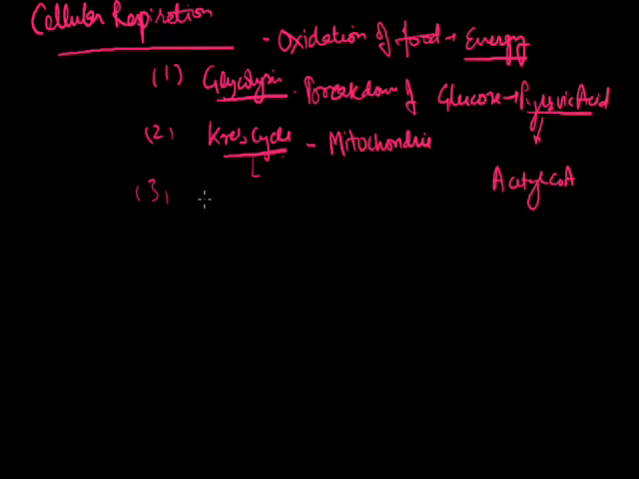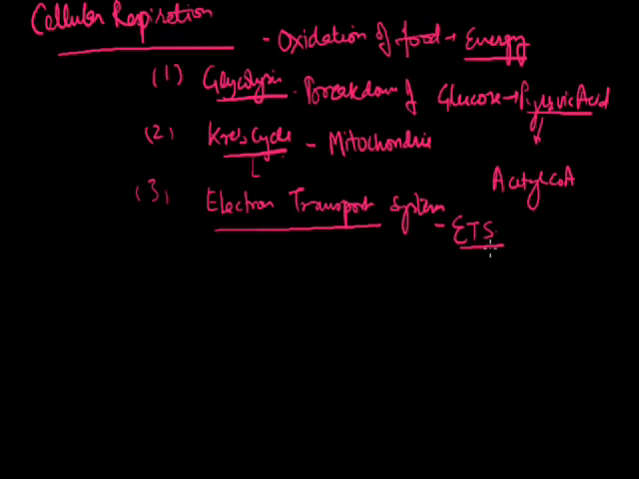The third important step in case of aerobic respiration is the electron transport system, which takes place inside the mitochondrial crista, commonly known as ETS, electron transport system. It is basically the process of ATP generation inside the mitochondria. Let us take these steps one by one in brief.